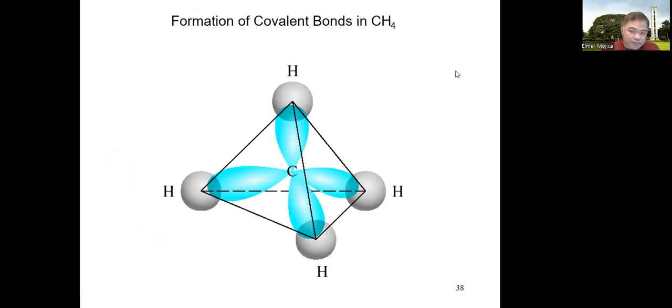Let's say this is methane. So you have a C and an H. What is the electron configuration of carbon? You have 1s2, 2s2, 2p2, and hydrogen is 1s1. So in the carbon, you have a 2s and a 2p. How many electrons do you have here? You have here 1, 2, and you have here like this, right?